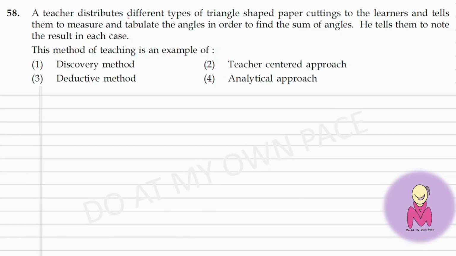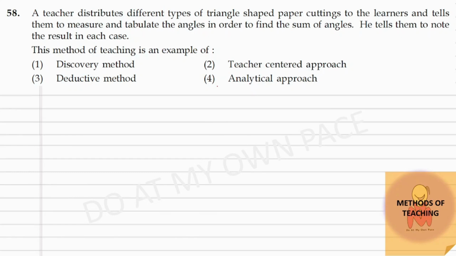A teacher distributes different types of triangle-shaped paper cuttings to the learners and tells them to measure and tabulate the angles in order to find the sum of the angles. He tells them to note the result in each case. This method of teaching is an example of. This question is clearly on methods of teaching.